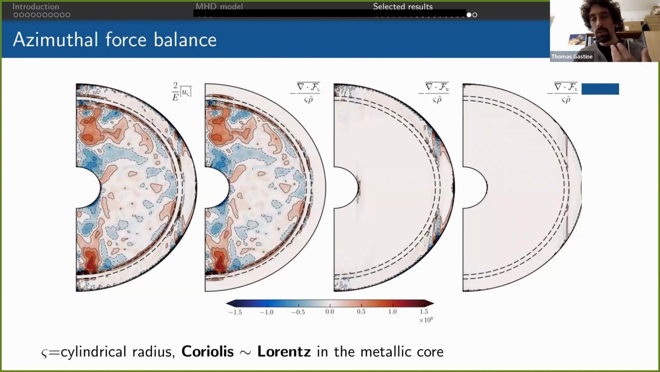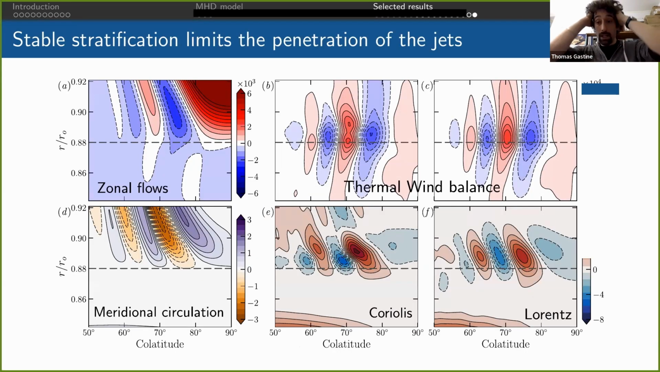While in the external region, it's quite intricate, with some still sizable signature of Lorentz force at the bottom here, and also some major contribution of Reynolds stress, as expected, towards the surface. And so now if we zoom in on those two balances close to the transition, so we do a zoom over the stably stratified layer and a bit above it, we build up this diagram. So here you have the zonal flow profiles in the northern hemisphere, so between 50 and 90 degrees in latitude.